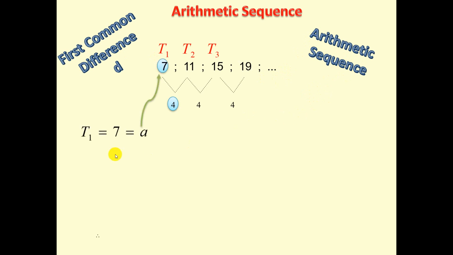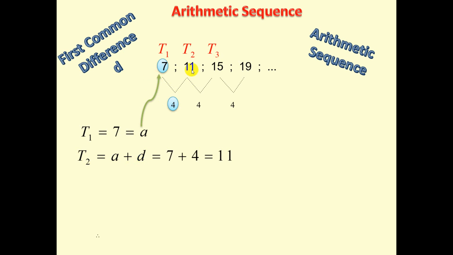So let's investigate this. Term 1 is 7. We're going to give it a name called A. So A represents the first term. If we want to find the second term, we're going to take A, which is 7, and add the common difference, which we're calling D. So 7 plus 4 is 11. With variables, we are saying term 2 is equal to A plus 1D.